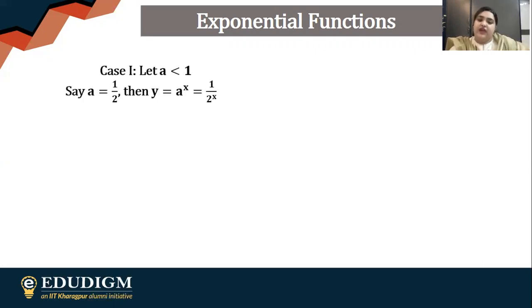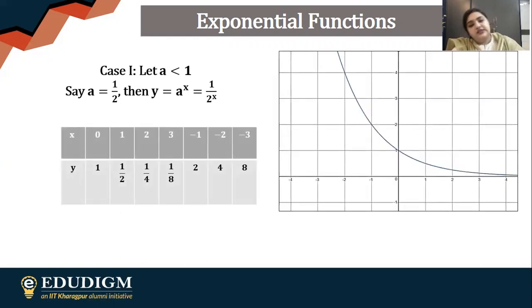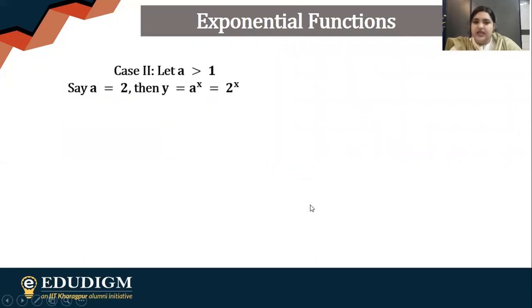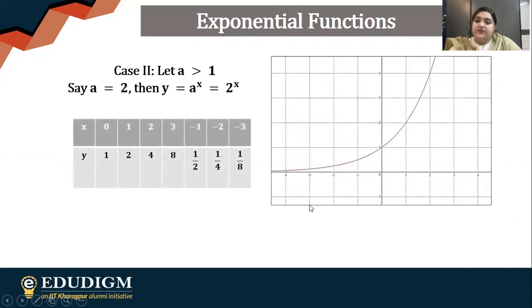You take any value which is less than 1, suppose half. If you plot the numbers here, this is how the graph will look like, because in this portion, as the value increases, the actual output will decrease. So be very careful, and that is why we are making two cases. As you can see, if x is 2, this is 1 by 4. If x is 3, this is 1 by 8, and it's decreasing. Similarly, take any value greater than 1, it will actually keep on increasing. So this is how the value will look like, and the graph will be represented as this.